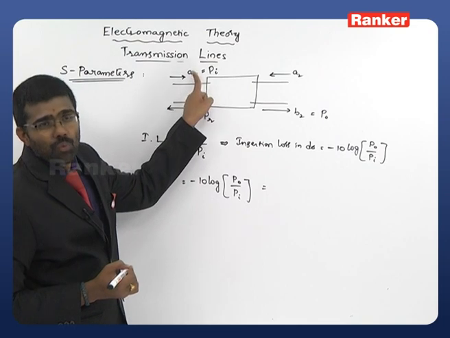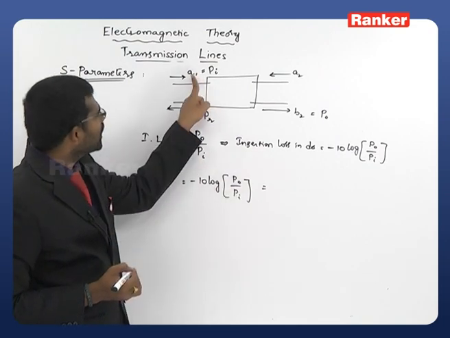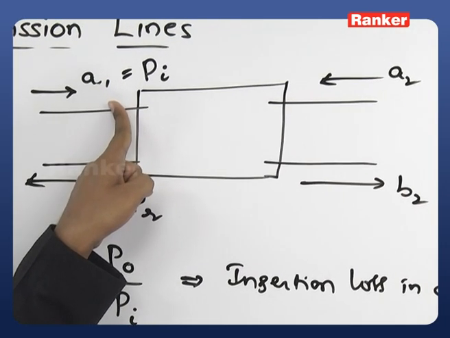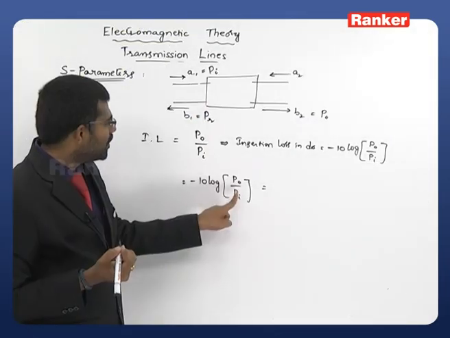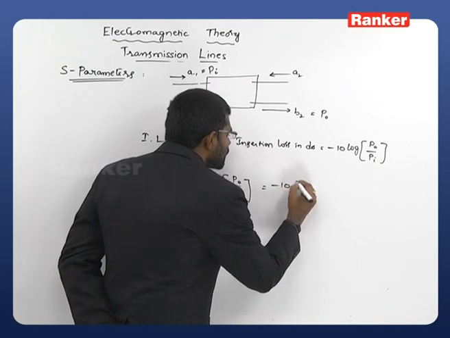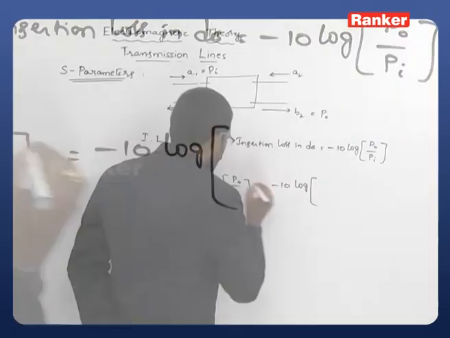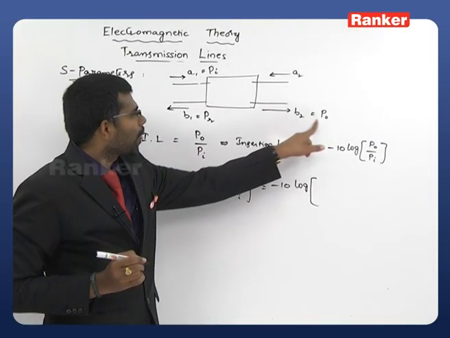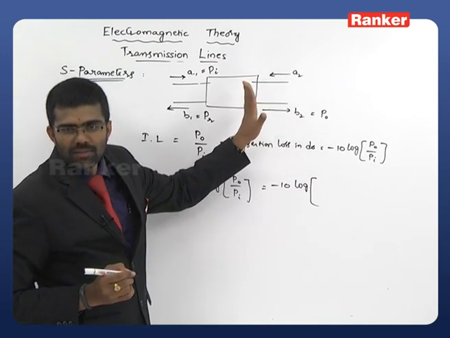Waves are nothing but the voltages. So power is directly proportional to voltage square. So easily you can observe that one. You can use that particular relation here. So I'm writing this one as minus 10 log, instead of P naught output power, I can write B2 square, right?